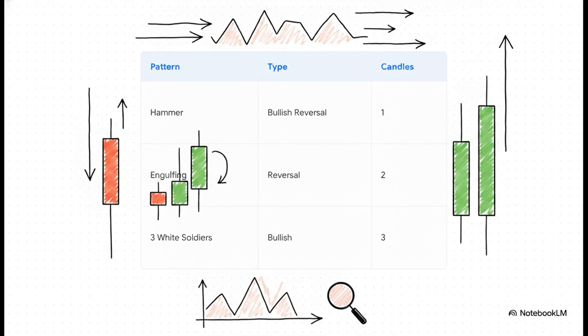For instance, you have the hammer. This is a single candle pattern with a small body and a long lower wick, usually forming at the very bottom of a downtrend. It signals that sellers tried to push the price down, but buyers have violently rejected it. Then you have multi-candle patterns, like the highly reliable engulfing pattern, where a massive candle completely swallows the body of the previous one, showing a total and sudden shift in market power. Or the three white soldiers, which is an awesome three-candle sequence that signals a really strong bullish reversal.